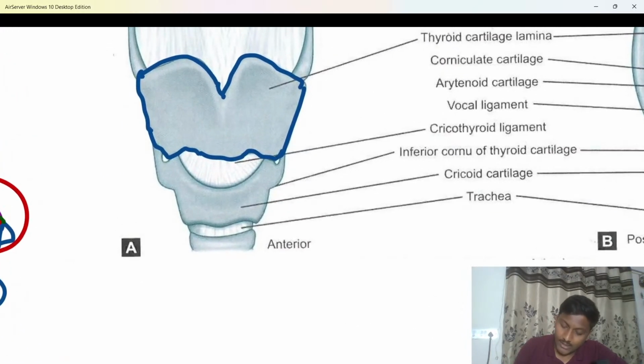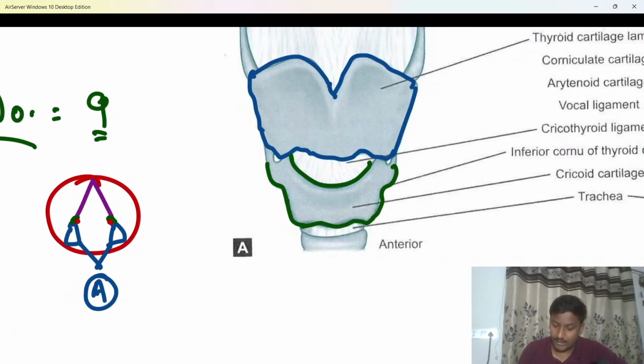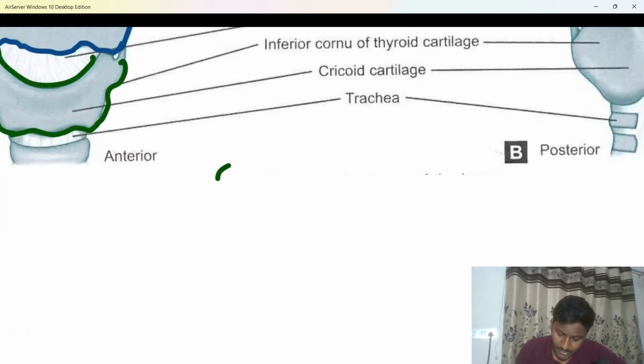Just below the thyroid cartilage, are you able to see this another ring-like cartilage? Just below the thyroid, you are able to see this ring-like cartilage. From this side you can see only one part of the ring, beta, but totally completely it is like this.